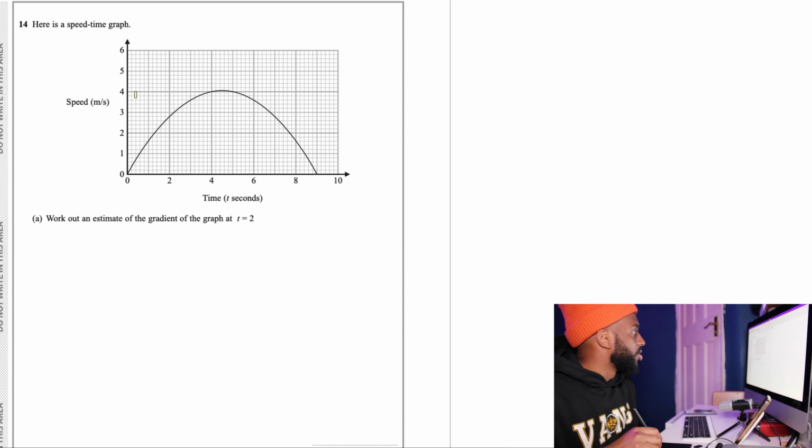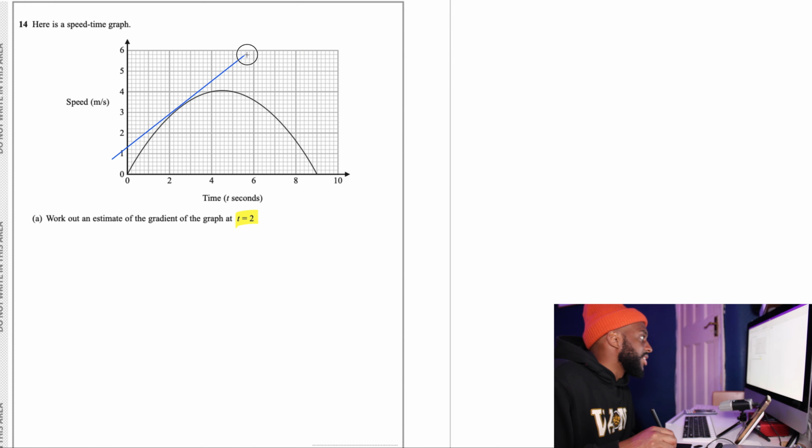Speed time graph. So we have our graph here, and it says work out an estimate for the gradient of the graph at t equals 2. So t equals 2 at this point here. So we need to, first of all, draw a straight line that touches that t equals 2 and follows the shape of the graph, like that. Next step is to find the gradient of that line that we've just drawn. So I can see it goes through this point here, which is 1, 2.